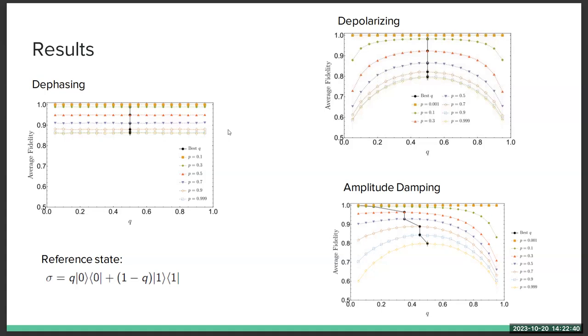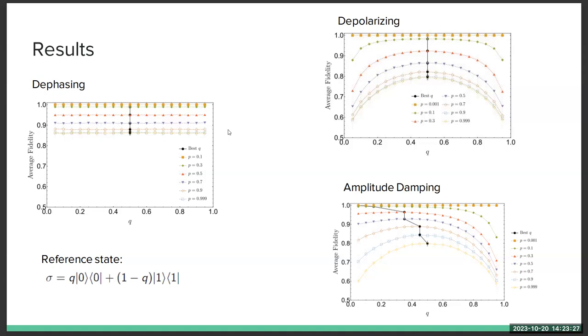The other thing is the amplitude. For the amplitude, it's not so clear what the best reference state is. We can see that 1/2 is not so far away from the best reference state, but it can also be a numerical problem. We did some convergence analysis to choose how many states to use to calculate the average fidelity. Compared to the numbers, the depolarizing and the amplitude are quite similar, and both of them are worse than the dephasing. But for simplicity, we have chosen the same reference state for all three channels.